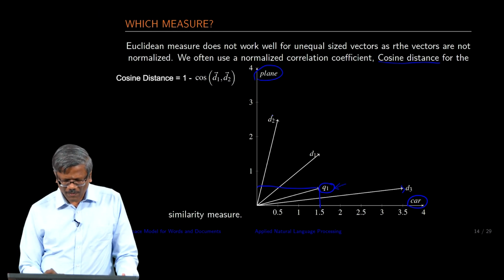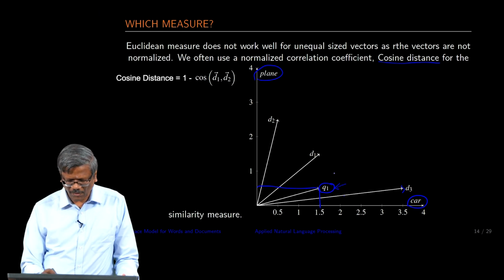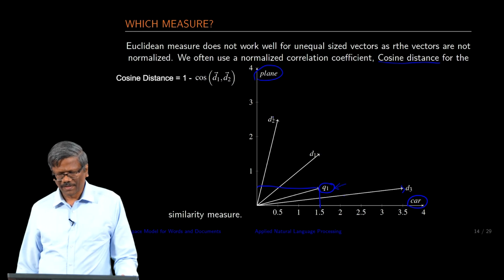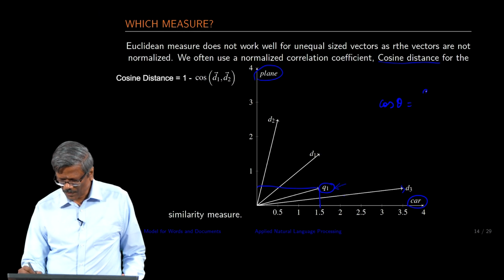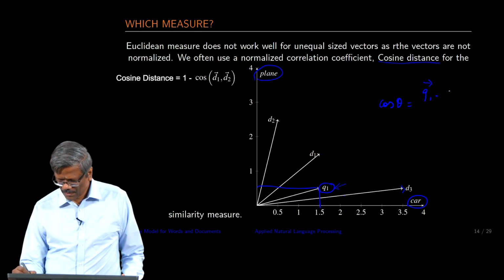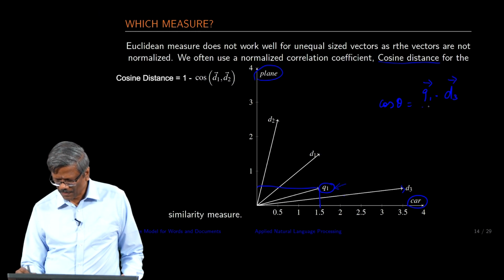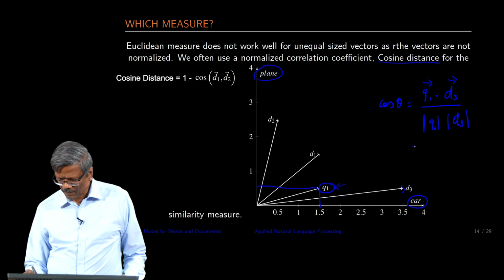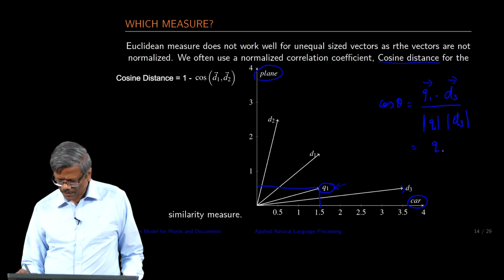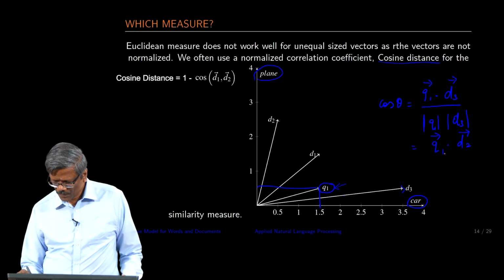So, now when you want to find out whether Q1 is closer to D3 or D1 or D2, we use the cosine distance. So, what do we do here? We compute cos theta equal to Q1 dot D3, divided by the norm of Q1 times the norm of D3. We are going to be doing the same thing for Q1 dot D2, divided by the norm of Q1 times the norm of D2.